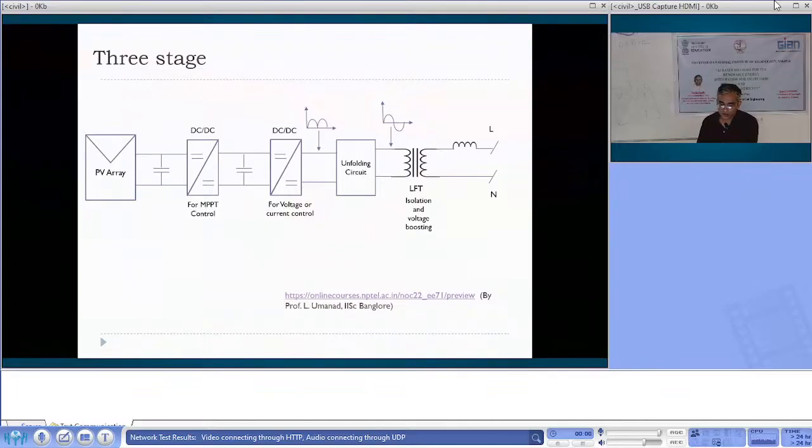So this is the PV array. Then you have the MPPT, the second block, which is a simple DC-DC converter to track the maximum power point. And then you have another DC-DC converter.